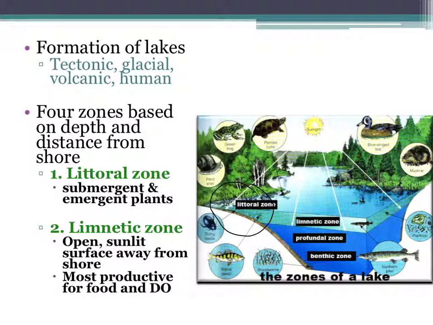There's the limnetic zone. Limnetic is further out in the open. That's where if you're a fisher person, you might go out in the middle of the lake and fish, or swim for that matter. Open, there's sunlight, surface away from the shore. That's the most productive for food and dissolved oxygen, mainly because that's where there's going to be a lot of phytoplankton located.